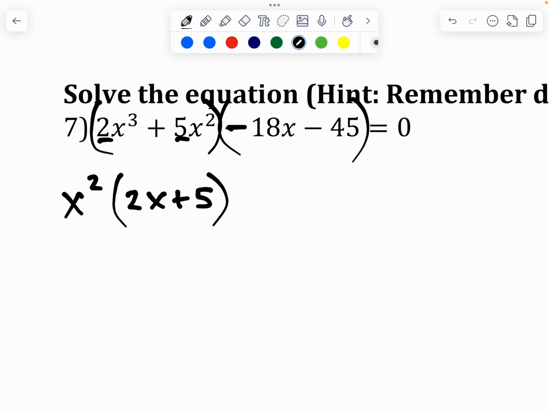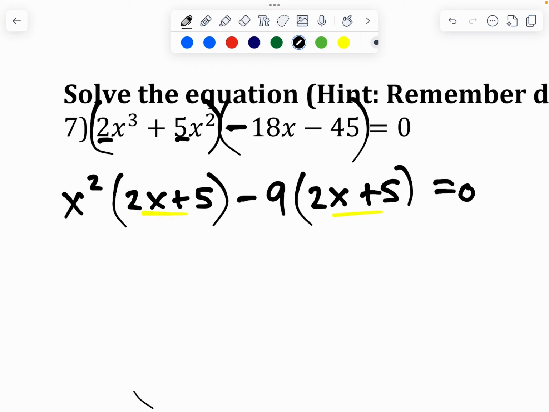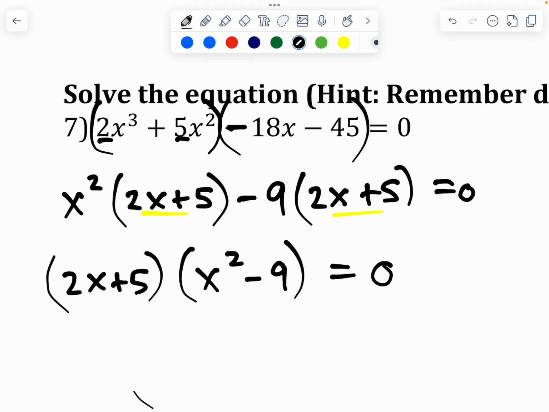We have a negative here, so we must take a negative out. The number that 18 and 45 have in common is going to be your 9. Okay, so minus 9. And then we have 2x, and negative 45 divided by negative 9 is plus 5, equal to 0. Do these match? Yes. So let's write it as our common factor, and then write what's left. x squared minus 9 equal to 0.